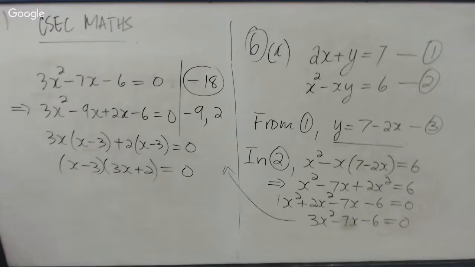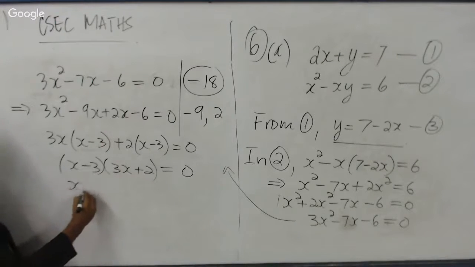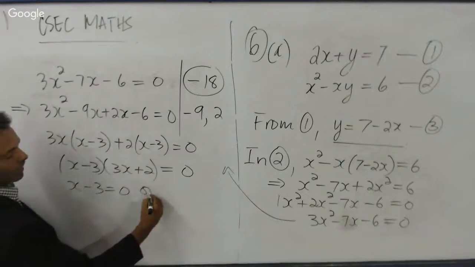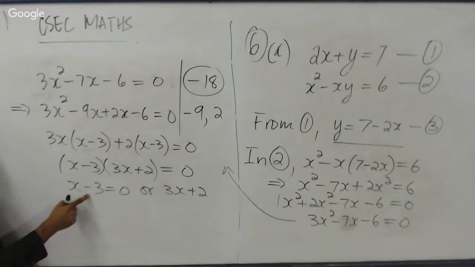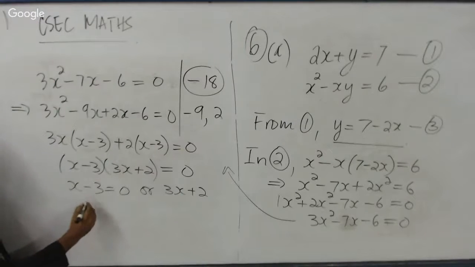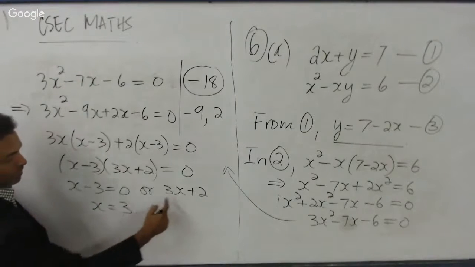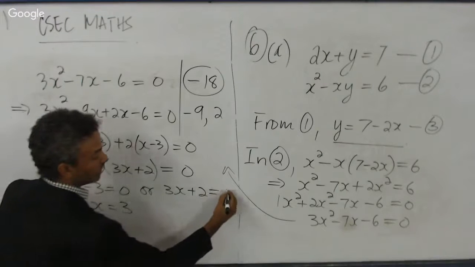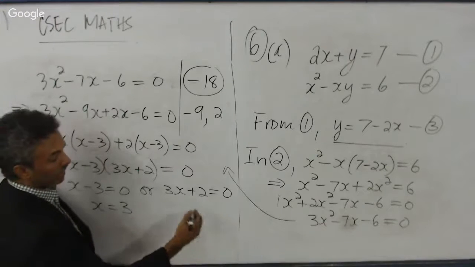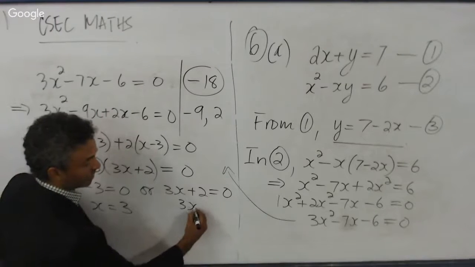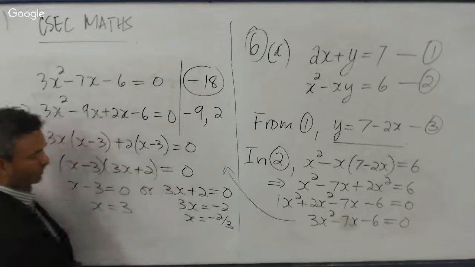Once you have a product, two things multiplied together to give 0, then either one is 0, x minus 3 is 0, or the other is 0. And for each one, you get a little equation where you're solving for x. So x equals 0 plus 3, which is 3. Then 3x plus 2 equals 0. You take the 2 over to get negative 2, and divide by 3. So 3x equals negative 2, x equals negative 2 over 3.